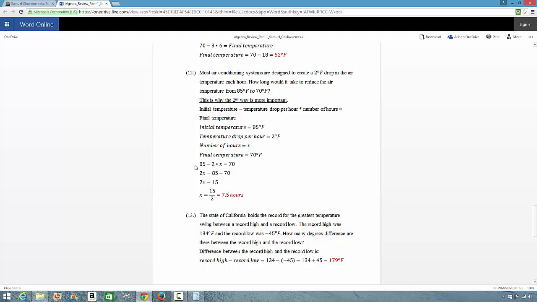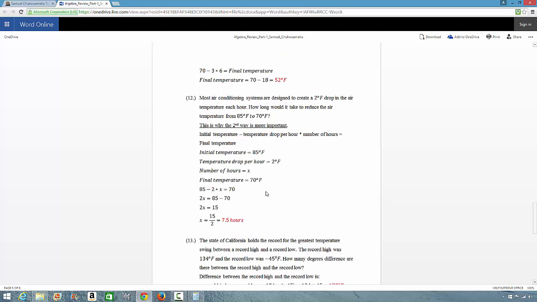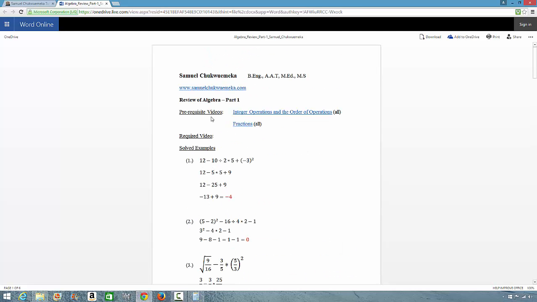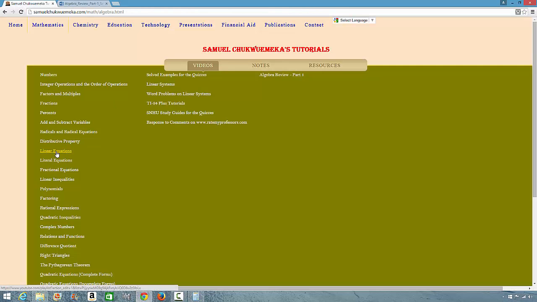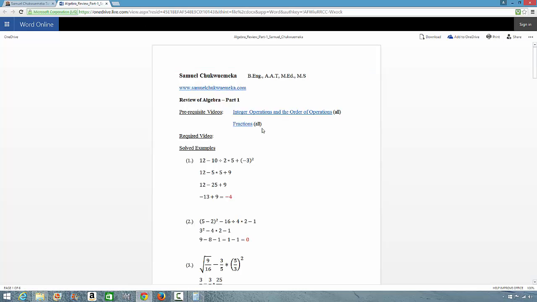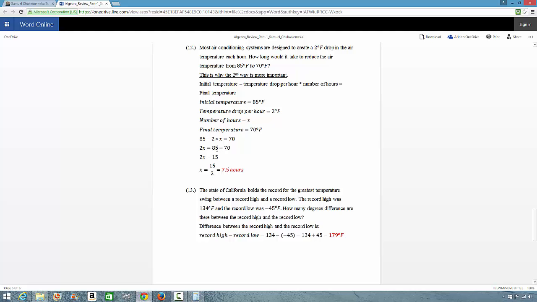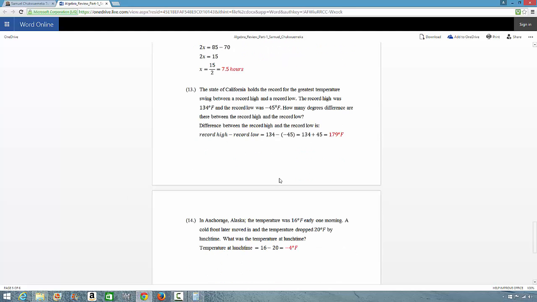So this is a linear equation. If you don't understand this, then you need to view the video on linear equations. So I will put another prerequisite, linear equations, here. If you don't know how to do this, then you need to view the video on linear equations.